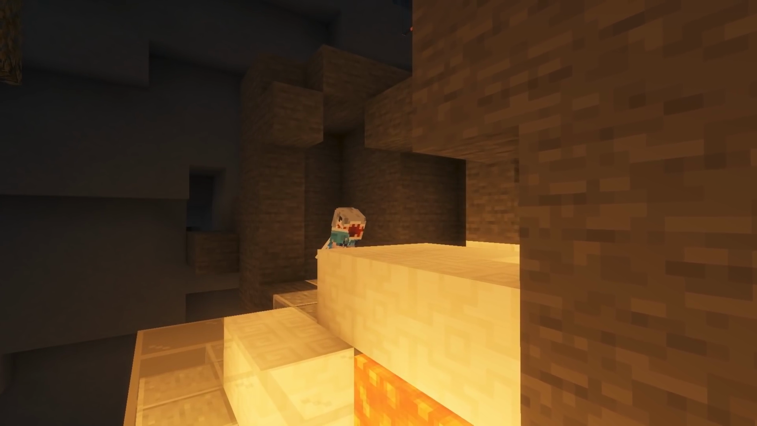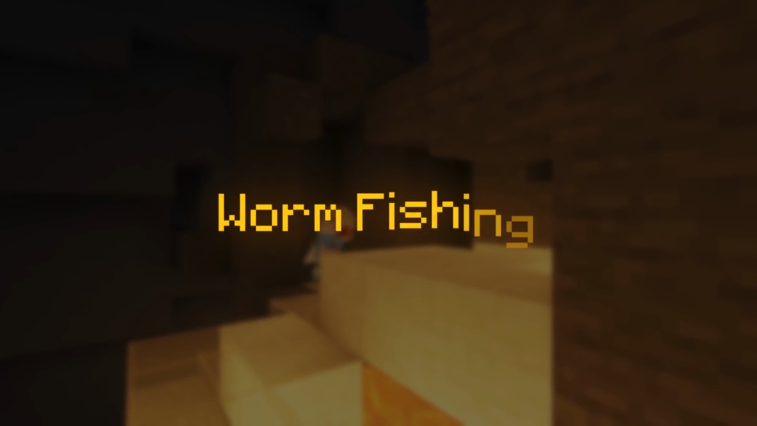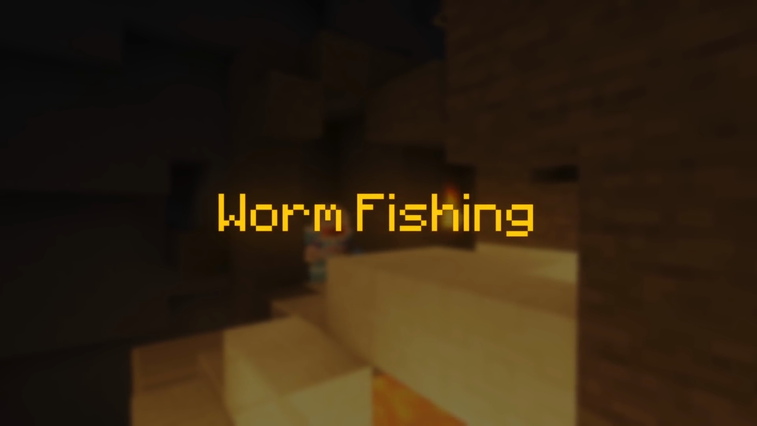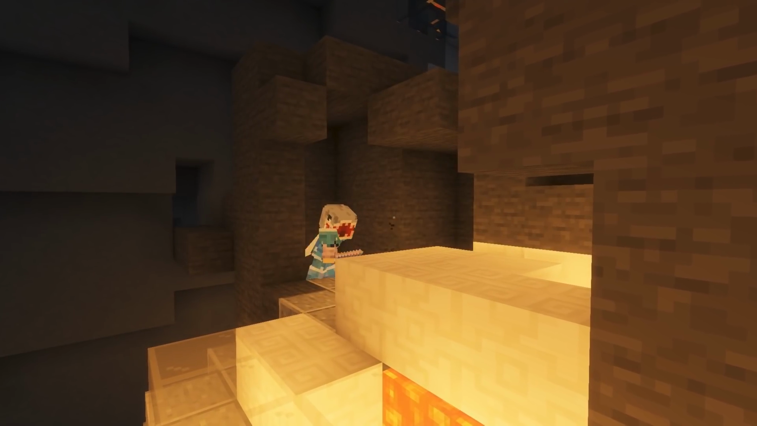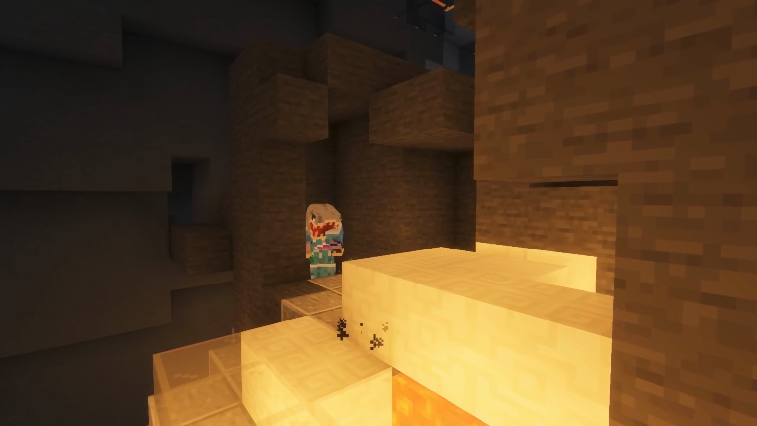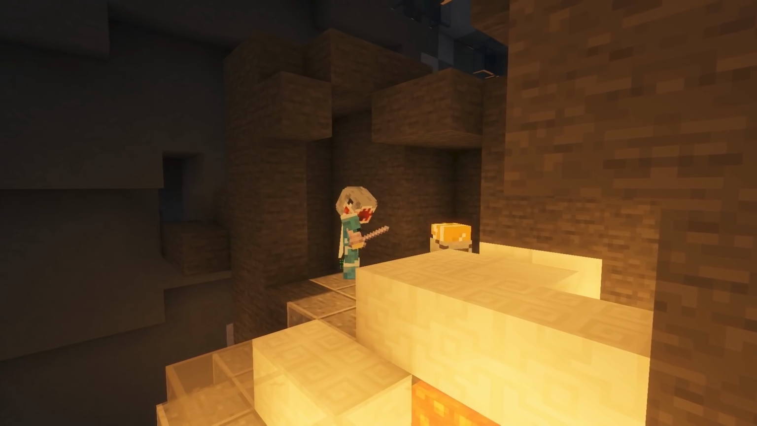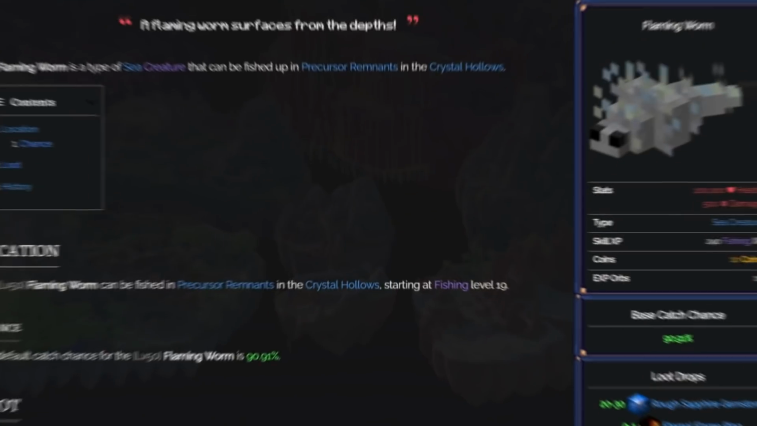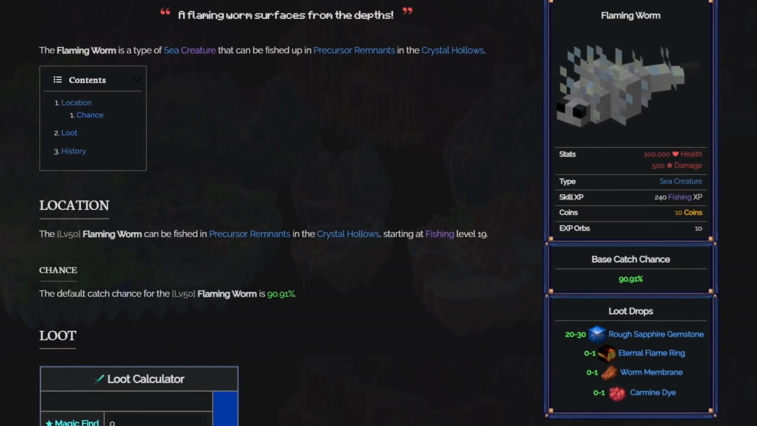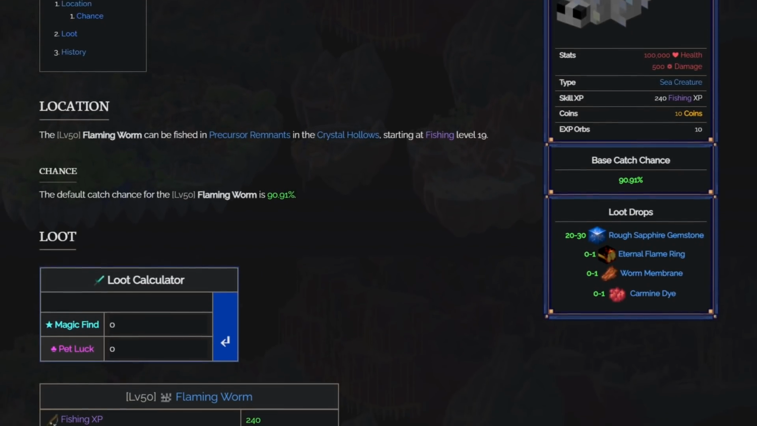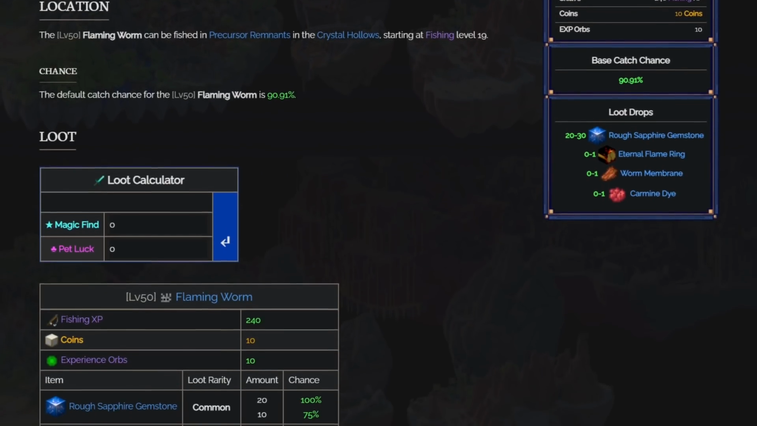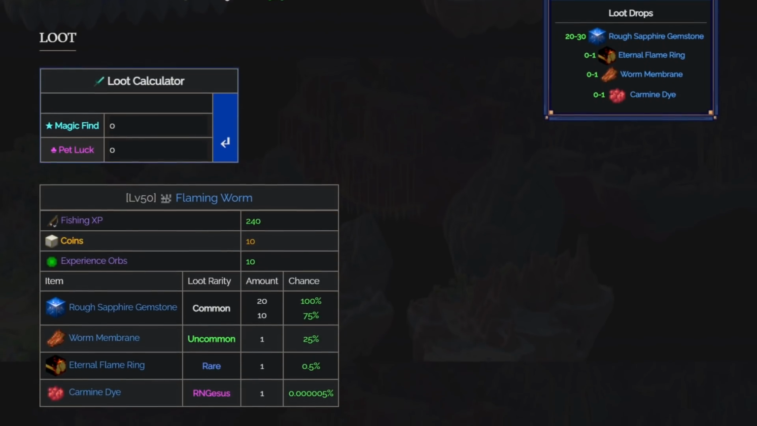The next one we're going to be doing is worm fishing. As most of you may know, worm fishing is very popular because it is a very consistent money making method, and it is said to make a lot of money without needing very high requirements to start. Through the help of the wiki, I can actually calculate a very accurate estimation of how much money you will make an hour from worm fishing.